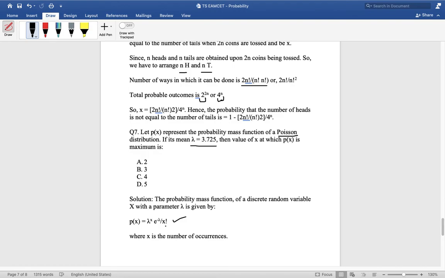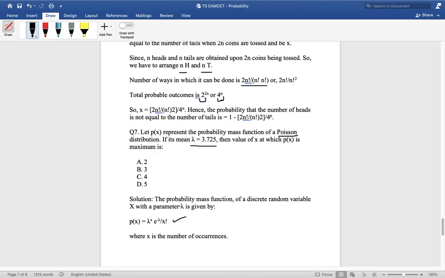Okay, x is the number of occurrences. We have to note that x is discrete, so the occurrences can be 0, 1, 2, 3, 4, 5, 6. It cannot be 1.5, it cannot be 2.9, it cannot be 3.1. Okay, since it's a discrete number.